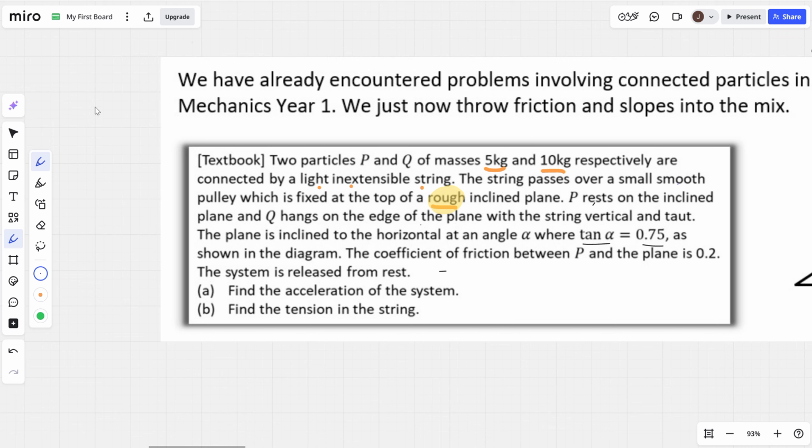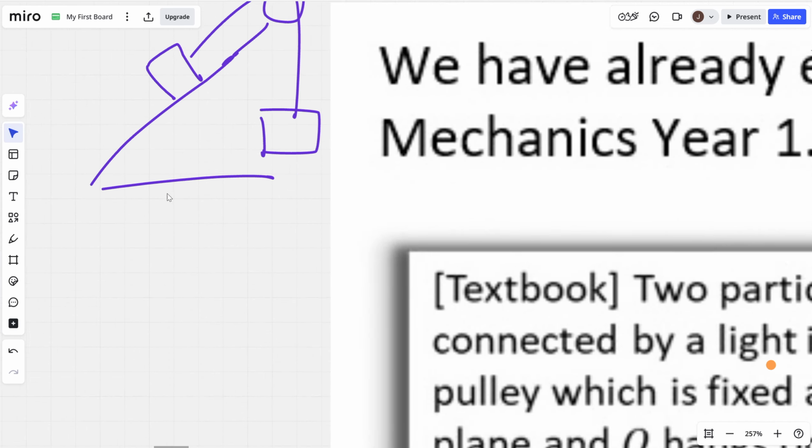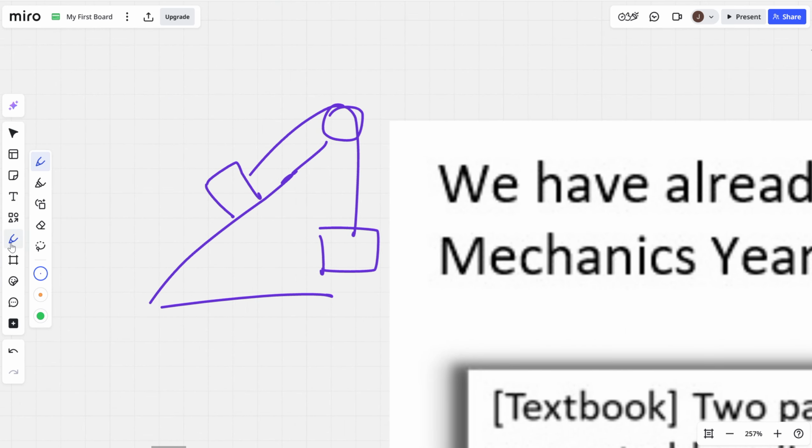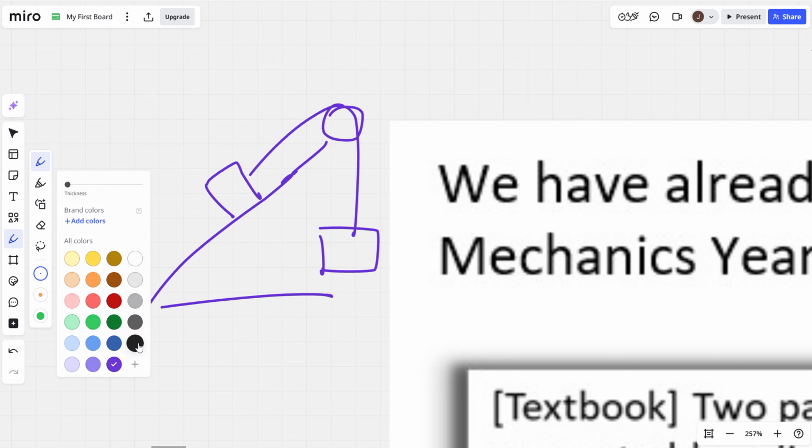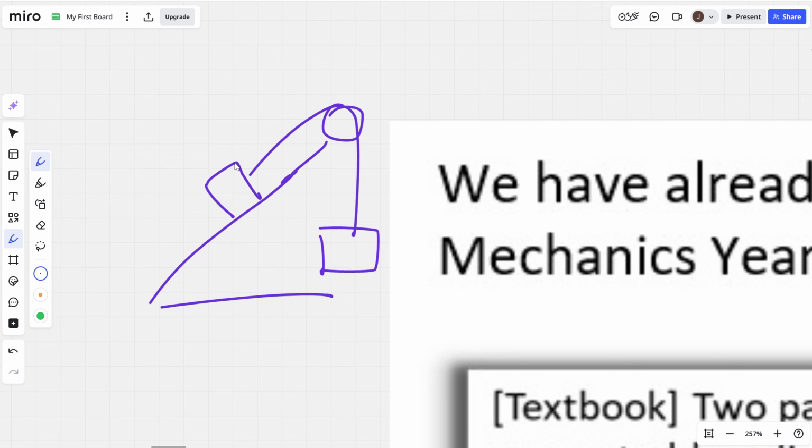So what's the general situation? Well, the general situation that you're going to have is a block on a slope, the pulley at the top, and then the string is going to go over, and there's going to be something else hanging off of it. And then what will be the steps that we will do? Well, we know their weights.